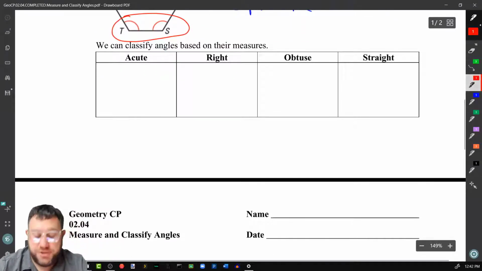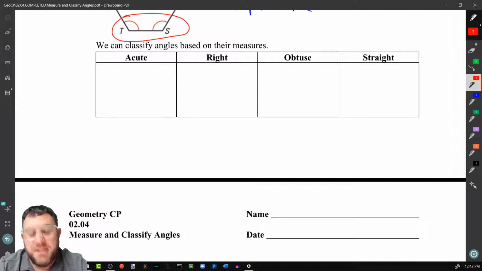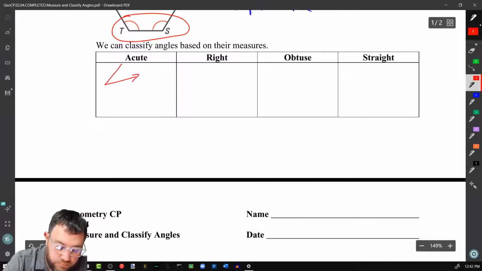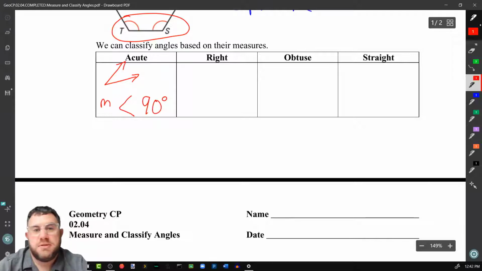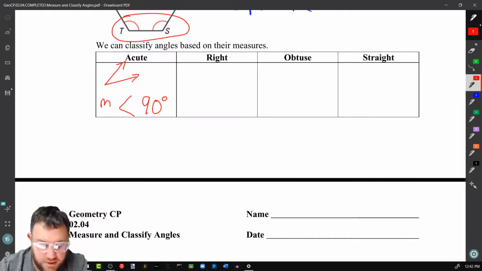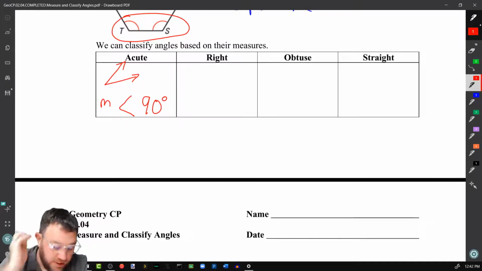Now this part should be review. Classify angles based on their measures. Acute angles. The measure is less than 90 degrees. So anywhere from 0.1 degree up to 89.9 degrees. We won't really have decimals in our degrees most of the time. But if it's less than 90, then it is an acute angle.